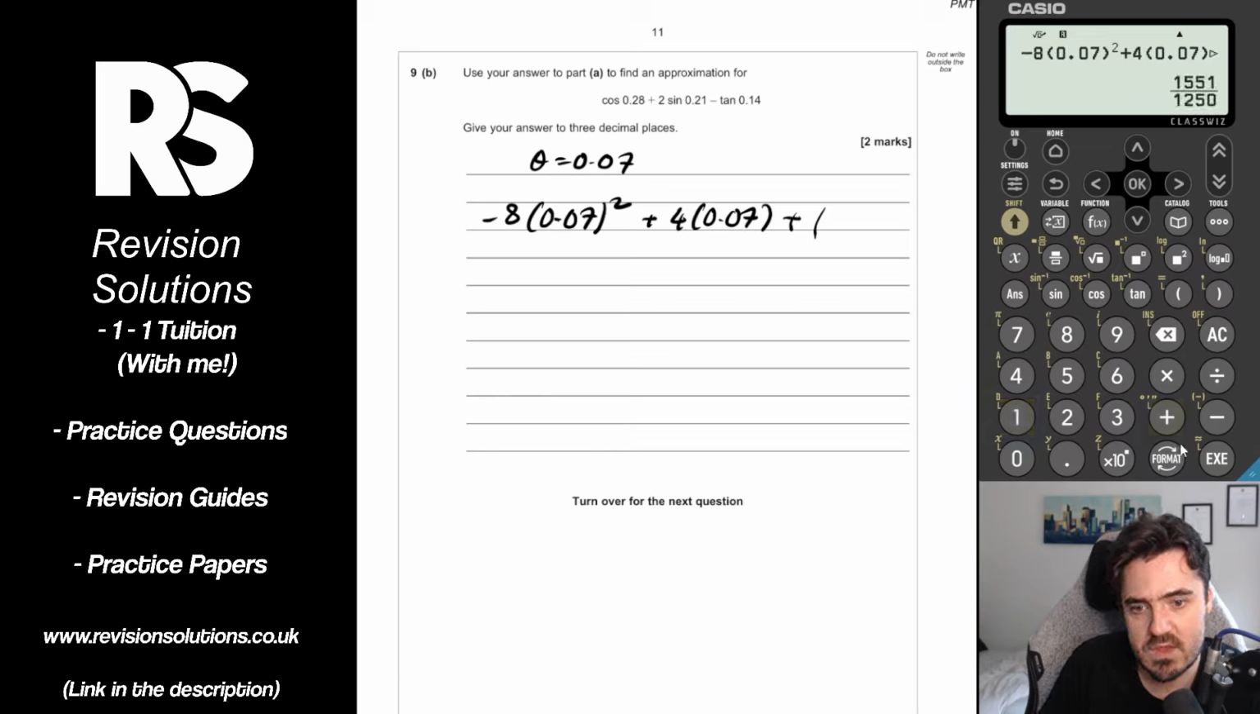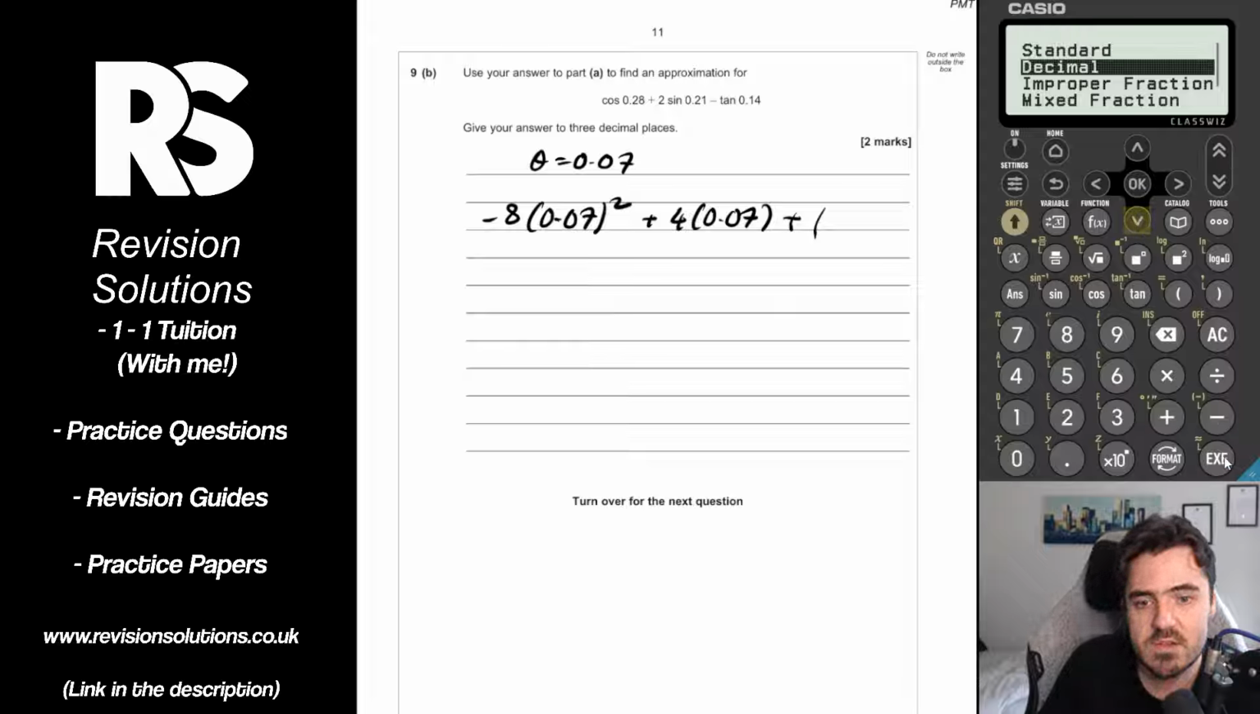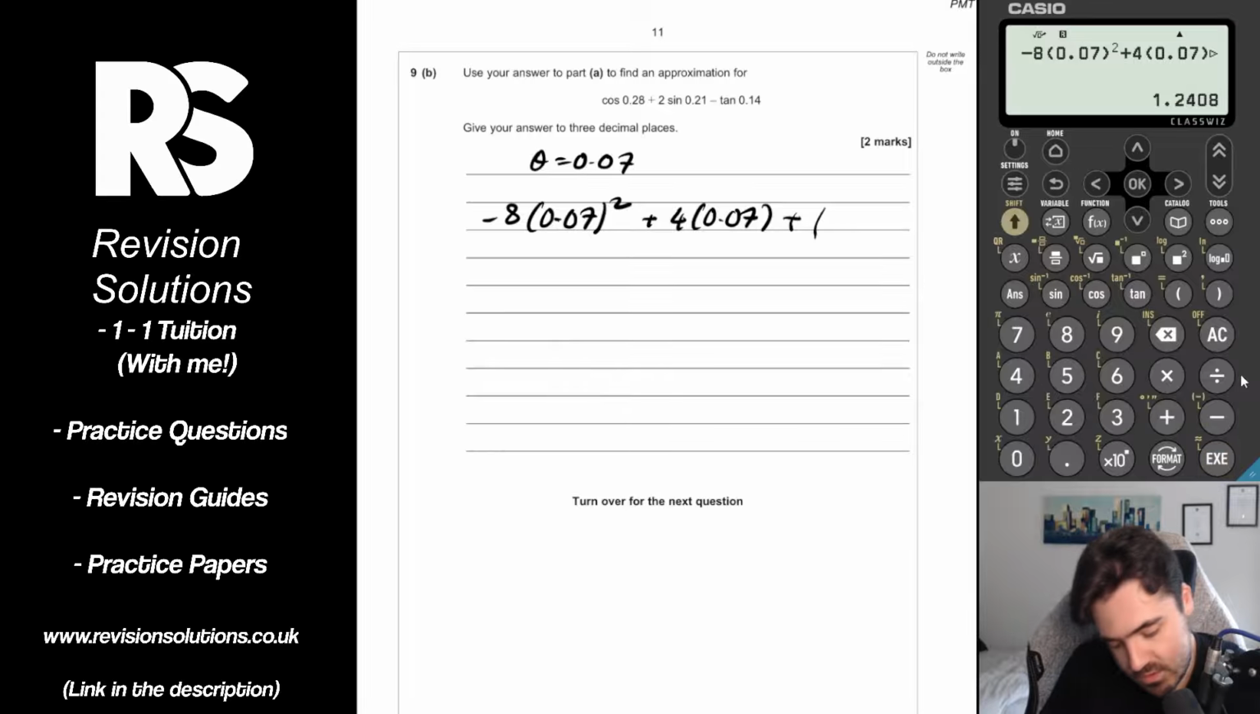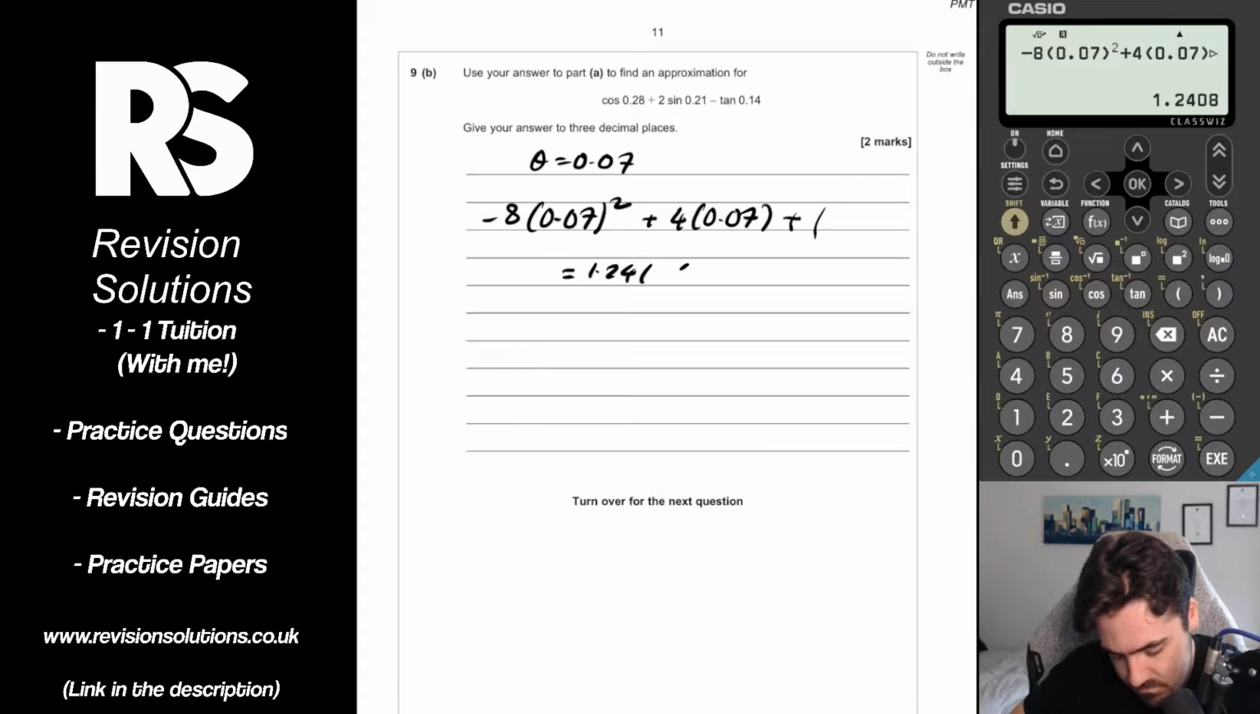So plug that in the calculator. They want it to 3 decimal places. We get 1.24. Sorry, just a correction there, guys. That's obviously not 3 decimal places. To 3 decimal places, looking at the calculator, it'd be 1.241. Sorry about that.